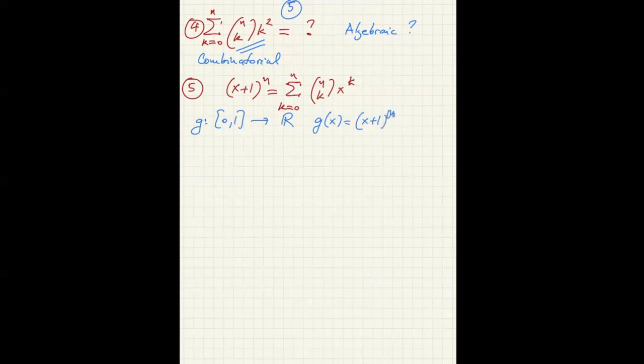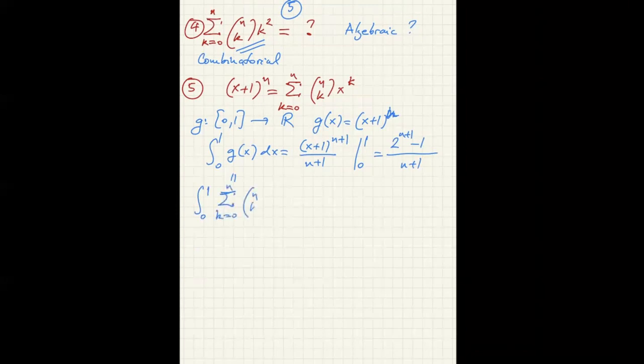Now what I can do is take a definite integral from 0 to 1 of g of x dx. And what is this going to be? It's going to be an antiderivative of, well, we are graduate students, so we know what that is: x plus 1 to the n plus 1 divided by n plus 1, taken from 0 to 1. And that's going to be 2 to the n plus 1 minus 1, divided by n plus 1. But at the same time, this expression is a definite integral from 0 to 1 of the summation from k equals 0 to n of n choose k x to the k dx.